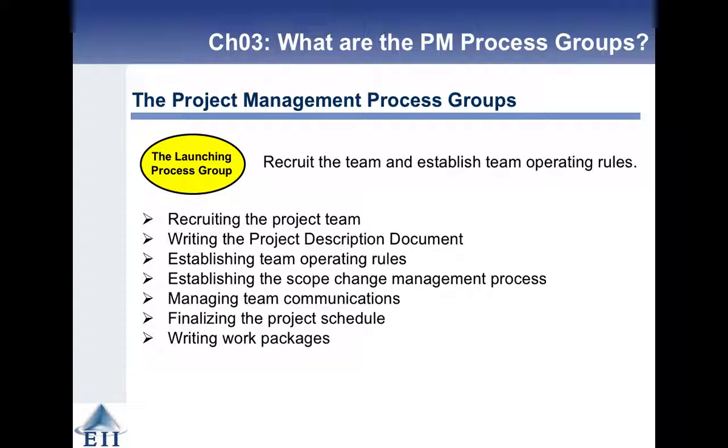So then we need to launch. We've been given approval to do the project, but we don't have any people to do it yet. So we recruit the project team. We write a more detailed project description document. We establish the team operating roles and the scope change management process. We figure out how we're going to communicate within the team. We update the project schedule now that we know who's doing what. We need to know when. And then we figure out the work packages or the work breakdown structure for executing that project.